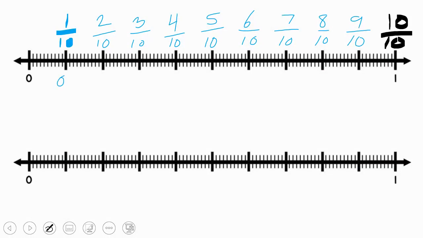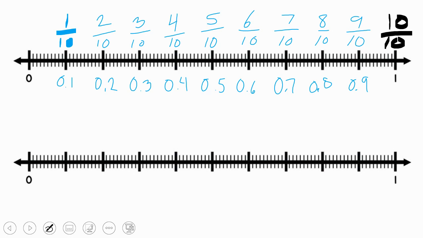That would be 1/10, 2/10, 3/10, 4/10, 5/10, 6/10. I really encourage you to get some paper and practice drawing a number line like this on your own, because it means a lot more when you do it instead of just watching me do it.